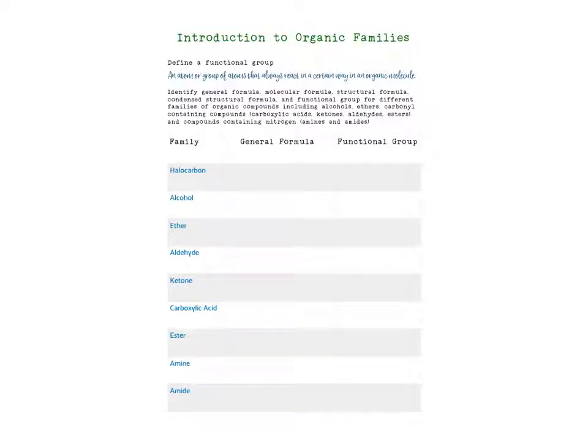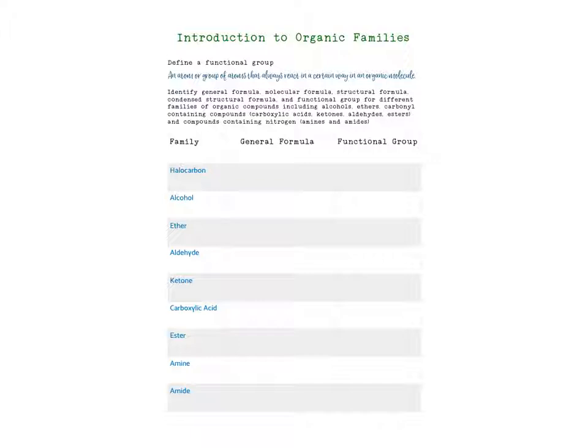Introduction to Organic Families. In organic chemistry, the family has the same functional group. In order for that to make sense, we need to know what a functional group is. You can see that the functional group is an atom or group of atoms that always react in a certain way in an organic molecule.